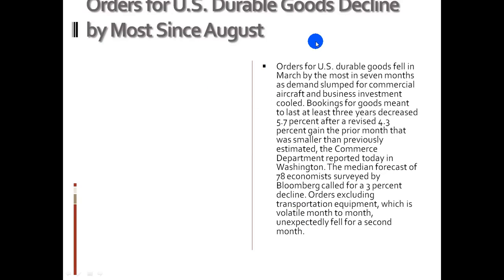Now, this is from the durable goods which we had today at 8:30. Orders for US durable goods fell in March by the most in 7 months, as demand slumped for commercial aircraft and business investments cooled. Bookings for goods meant to last three years decreased. Basically, durable goods is goods which last for more than 3 years. Now, these bookings decreased by 5.7% after the revised 4.3% gain from the prior month. So people are not buying durable goods.